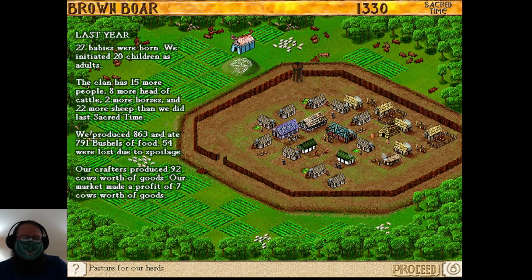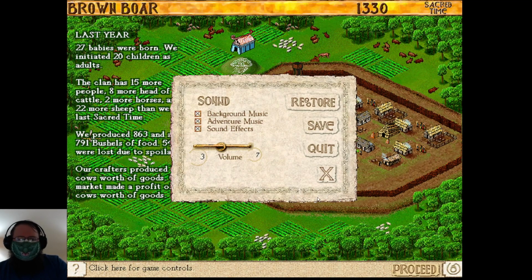We produced 863 and ate 691 bushels of food. 54 were lost due to spoilage. We have a blessing about spoilage, but whatever. Our crafters produced 92 cows worth of goods. Our markets made a profit of 7 cows worth of goods. Huh, that's really nice. And we will not proceed. Instead, we will save.